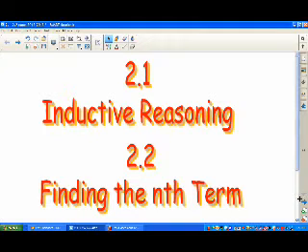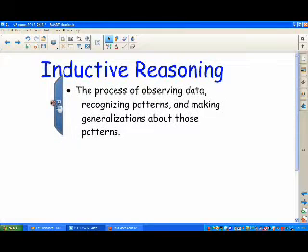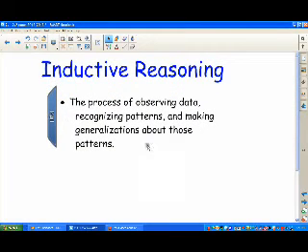And the first way is called inductive reasoning. All that inductive reasoning is the process of observing data, recognizing patterns, and making generalizations about those patterns. Now, if you need to, pause it to take that down. But inductive reasoning is just making patterns. That assignment that you received after the test was just practicing on making patterns. Just kind of a little bit of a review and introduction to this unit.